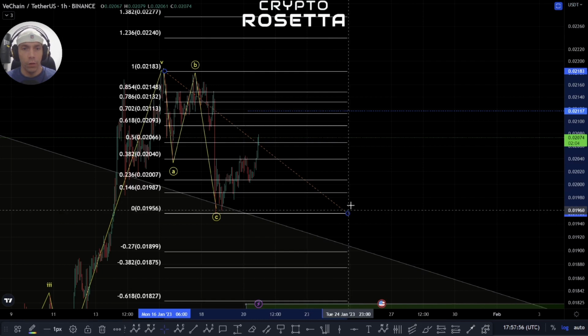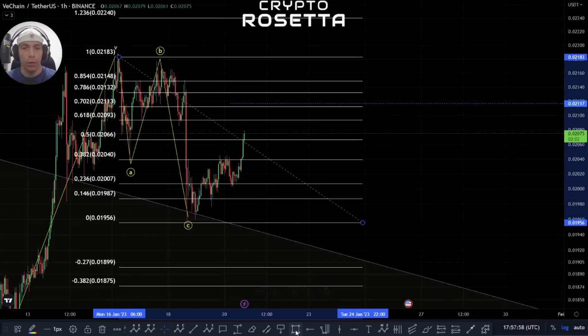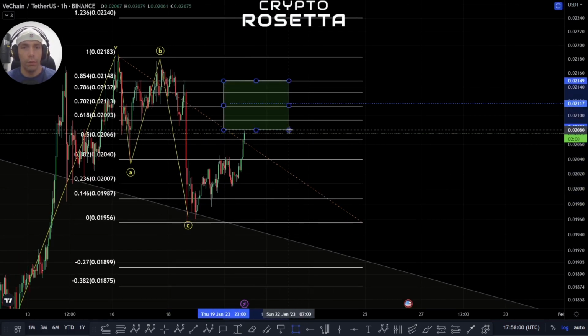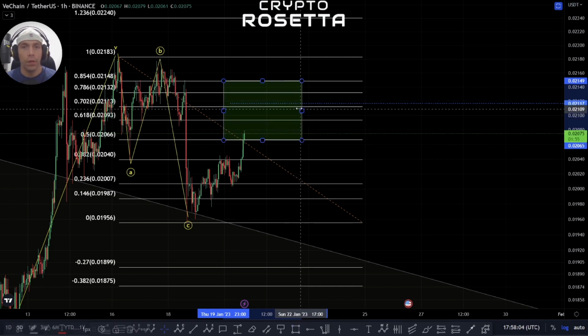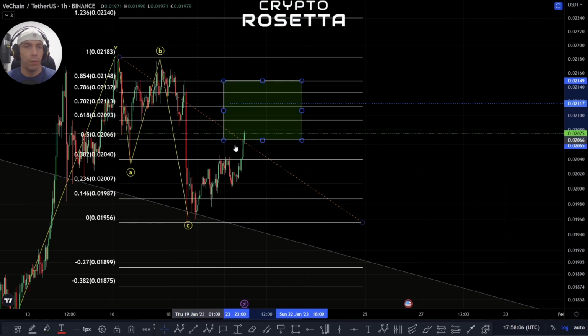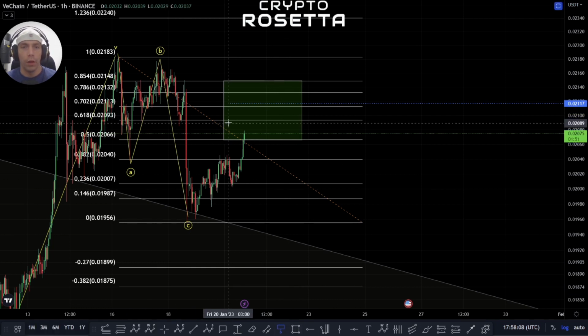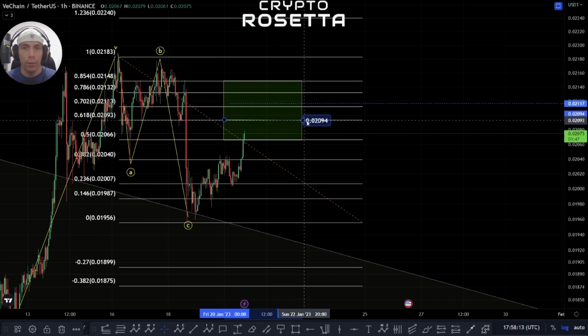If this is going to look to break down further, what I would be looking for initially would be to see how we react. So we've already passed that 50% zone, and what we'd be looking for is potentially this 0.618 as a rejection zone. So I'm just going to mark that up, and then I'm going to just pull this up to the top of the box as well.